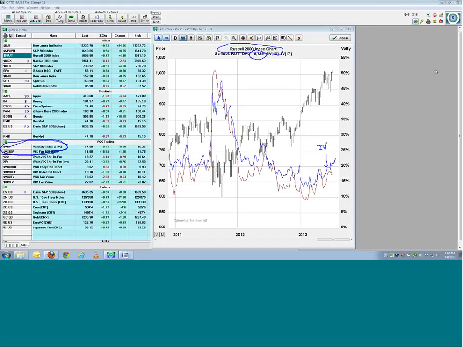Okay, now let me switch colors and let's talk about the red line. The red line here is SV, or statistical volatility. Statistical volatility has nothing to do with the options.